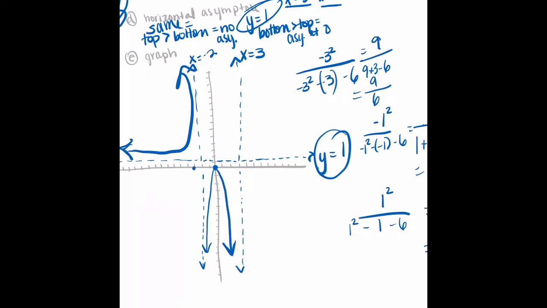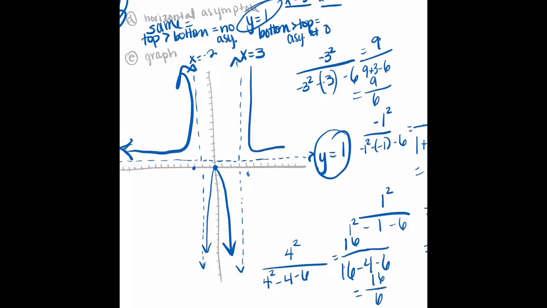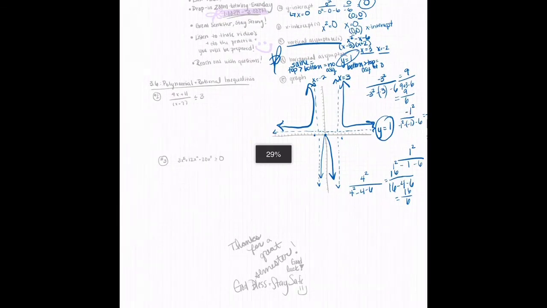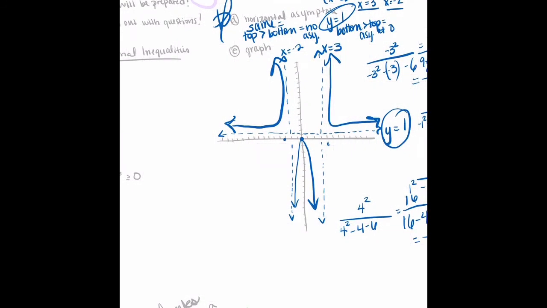And then I can plug in something like 4 to see what's happening on this side. So when I plug in 4, square it, 4 squared over 4 squared minus 4 minus 6 equals 16 over 16 minus 4 minus 6. So I'm left with 16 over 6, which is positive. So I'm going to look something like this here. And I did that without a calculator. So you can too. If you don't have a graphing calculator, that's how you would go about it.